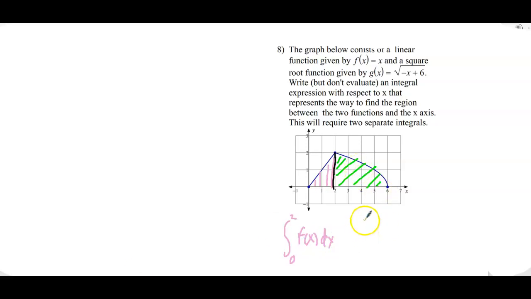Next, the area of the green region starts at 2 and ends at 6. That's integrating this g function. And when you add those two regions together, you get the total area. And that's as far as we need to go with it. Move on to number 9.